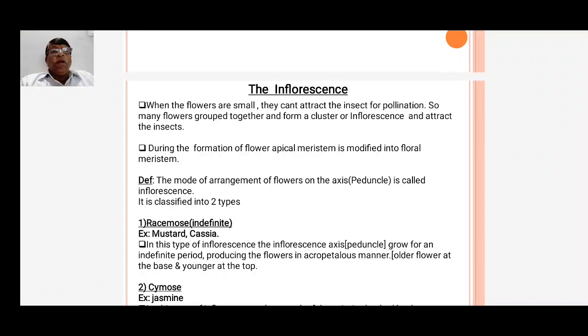As you know, angiosperms after completion of vegetative growth start to produce the reproductive structure we call flower. Okay. The inflorescence.